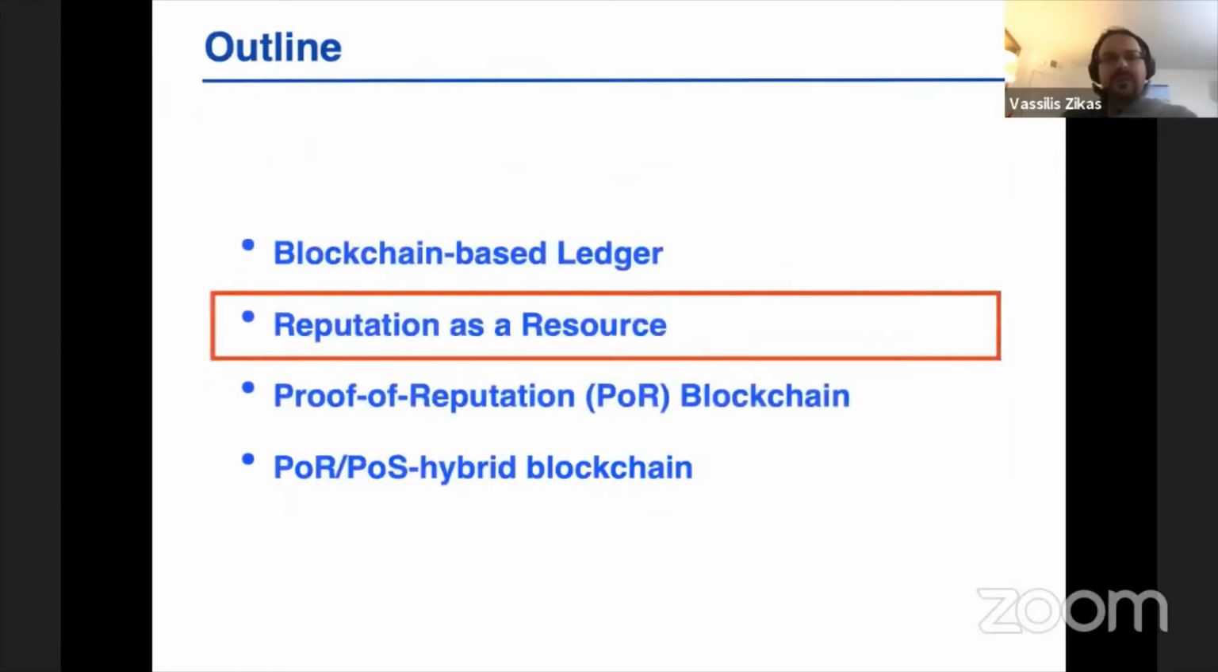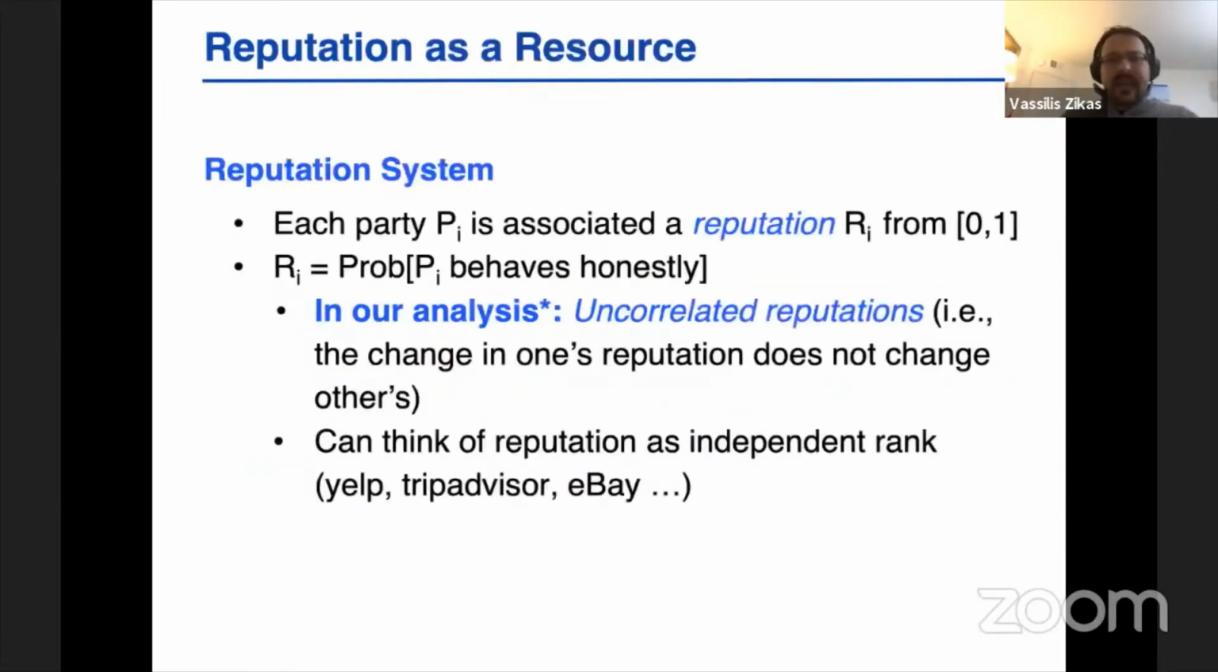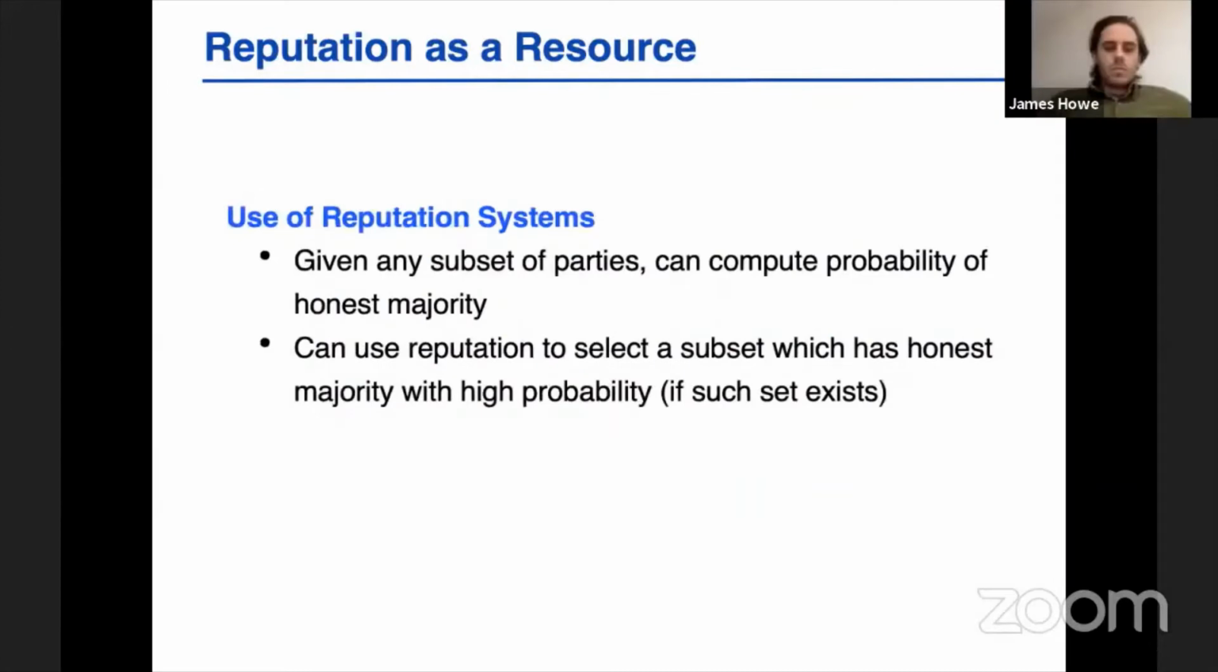Okay, so how can we use reputation as a resource? We introduce what we call a reputation system. This is associating to each party in the system a number from 0 to 1, which corresponds to his reputation, namely the probability of this party behaving honestly in the system. So more reputable parties have higher chances of being honest. And in this work, we're going to focus on uncorrelated reputation, so these probabilities are independent. You can think of them as ranks in a standard online ranking system, like Yelp, TripAdvisor, and so on. Now, how can we use such a reputation system to devise a blockchain?